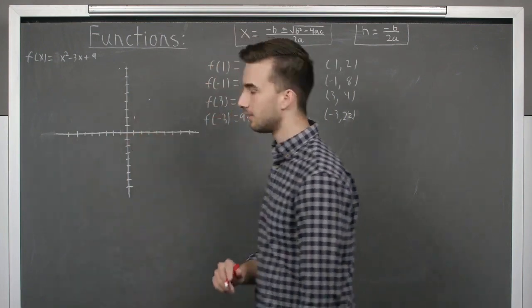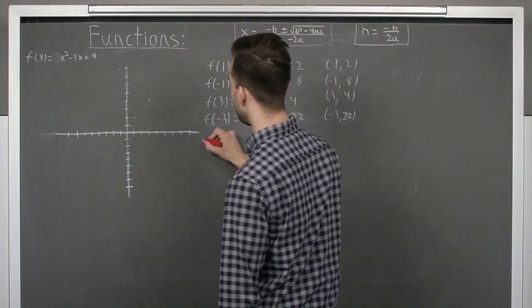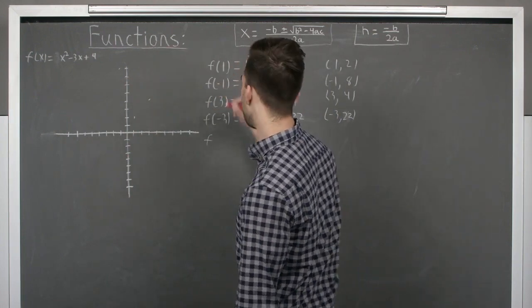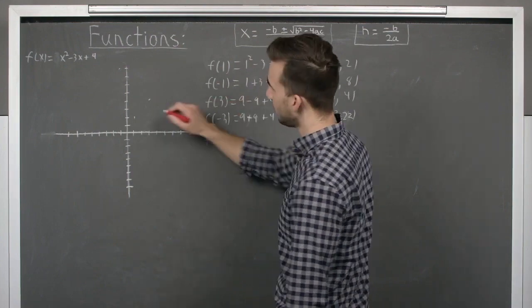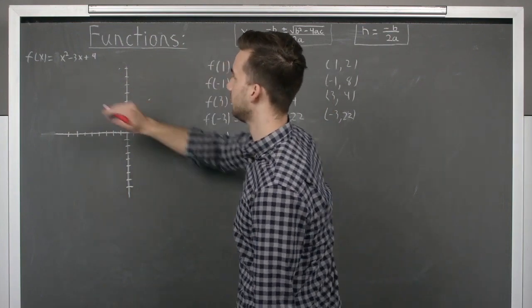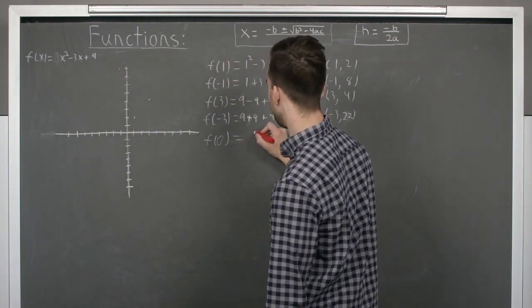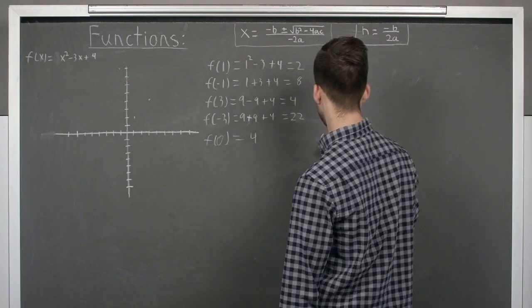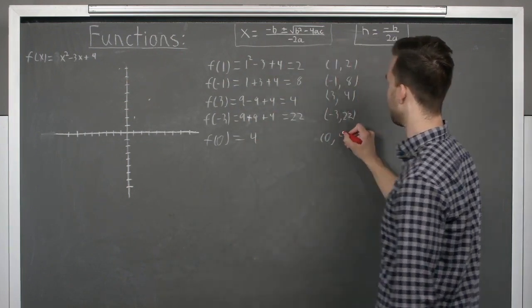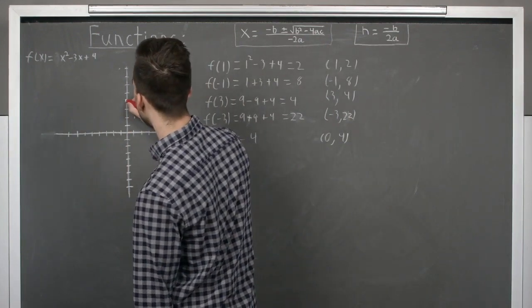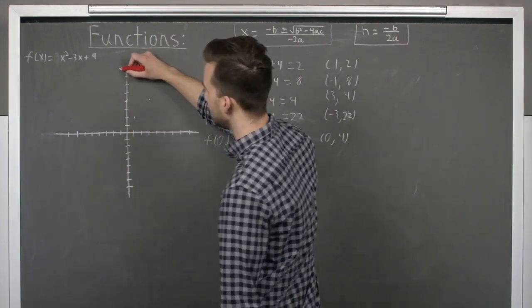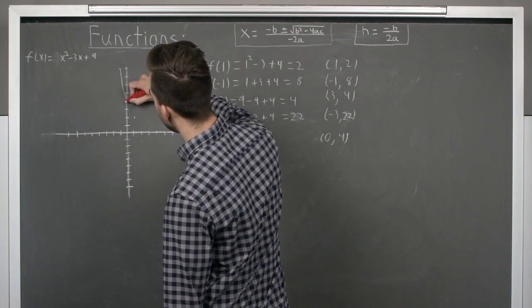Let's do 0. What is f of 0? Because we can kind of see a shape, but it's still confusing. Equals 0 minus 0 plus 4. So 0, 4 is our point. Okay, well, let's just kind of draw a line through these.